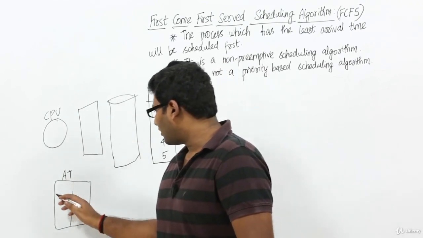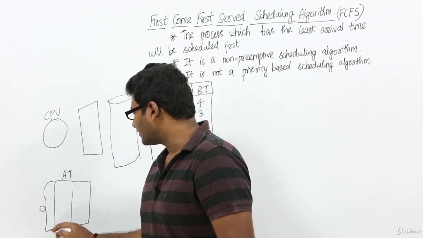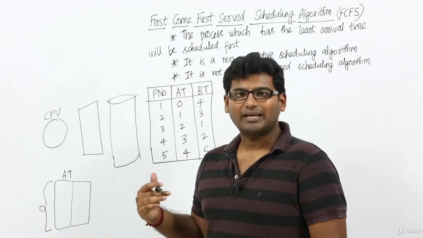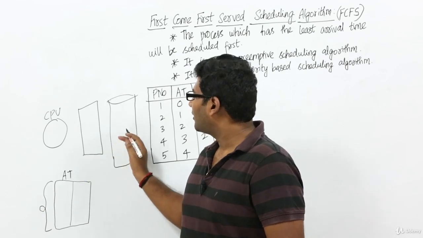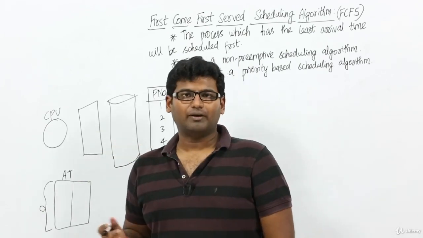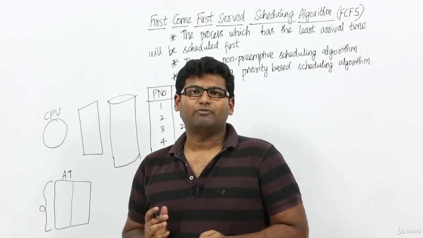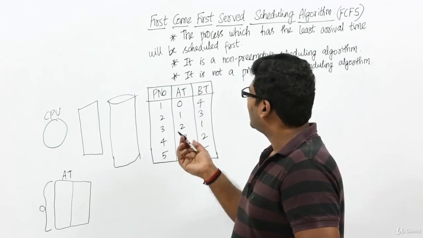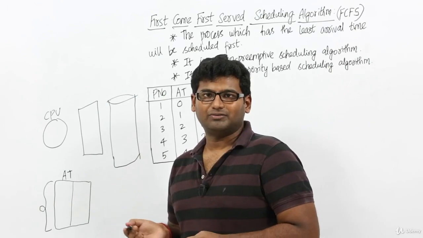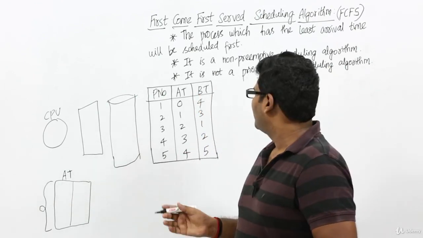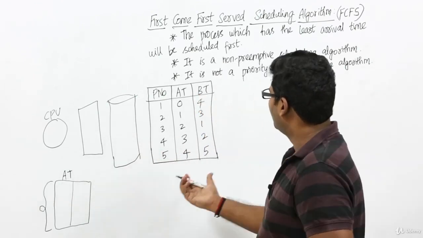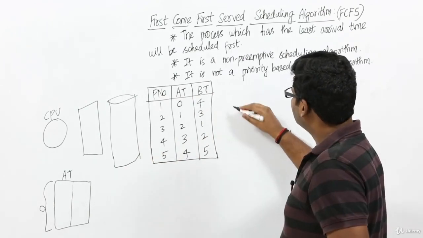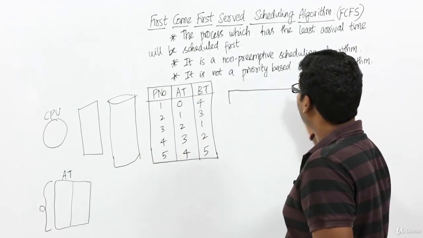Now among all these arrival times, the process with the least arrival time, which means the process which has come first to the RAM, will be scheduled first. That is what first come first served scheduling is all about. It is the simplest scheduling algorithm. It has some advantages and some disadvantages, which we'll see a bit later. First, let's discuss this problem so that it becomes easier to understand. Now let's draw the Gantt chart.